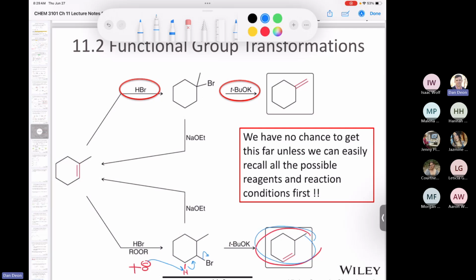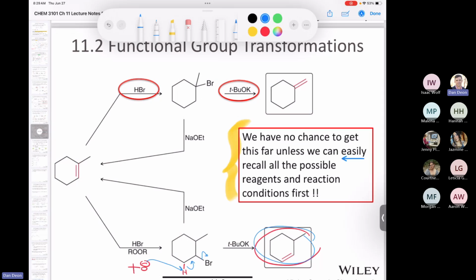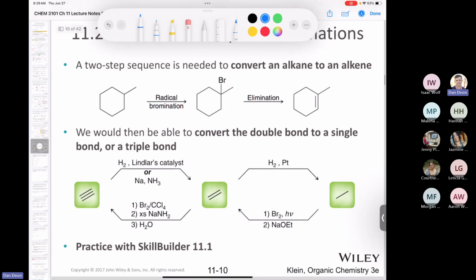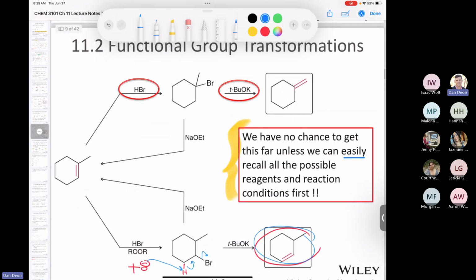And again, this is not me trying to be brash or rude or anything like that, but these are the words of the author of our textbook, David Klein. So if you won't take my word for it, take his. This guy's a brilliant chemist and a great teacher, and he says we have no chance to get this far unless we can easily recall all the possible reagents and reaction conditions first. It says here easily. So I always say with relative ease, so it doesn't sound so bad. But I agree with him. You have to be pretty quick on your toes on these reactions that we've seen. And let's face it, we've seen them more than once this semester. We've seen them a few times.